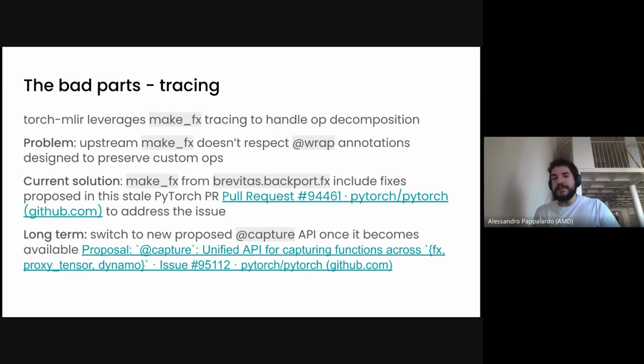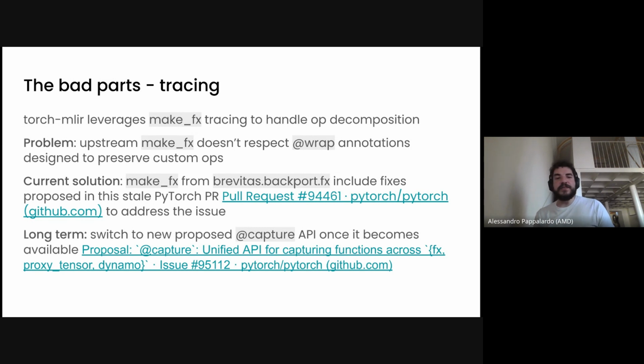The problem is that at least upstream MakeFX doesn't respect these wrap annotations that you would normally use in the context of effects to basically encapsulate custom ops and make sure that they are not traced through during the tracing process, and instead preserved as is, which is what we want to do in this context, especially because with a symbolic op, there is an actual implementation associated to it. So we just want the symbolic op to be captured as is as part of the exported graph.